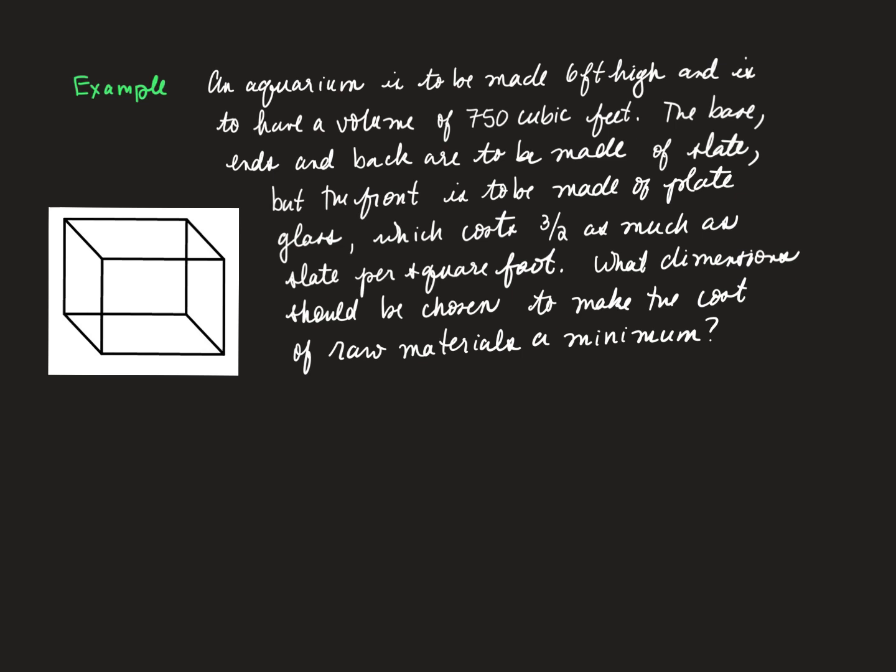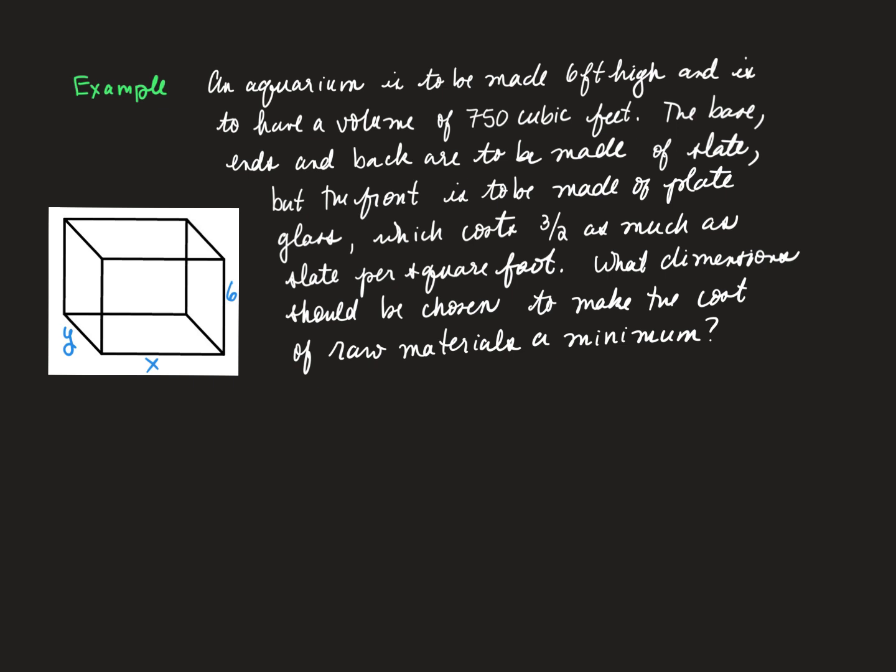In this video, I'm going to solve this optimization problem. So I want to make an aquarium. It's to be made 6 feet high, and it's to have a volume that is 750 cubic feet. So let's label that 6. Let's label this X, and let's label that side Y.